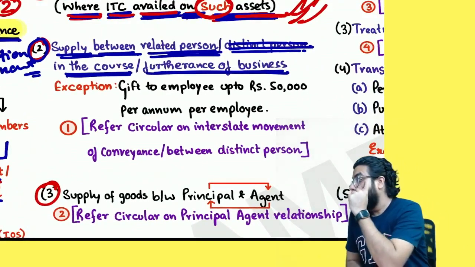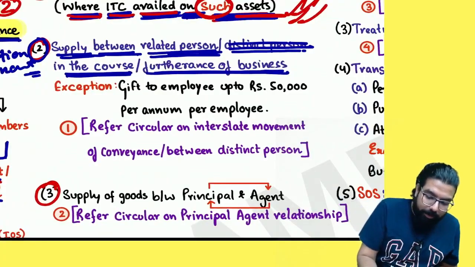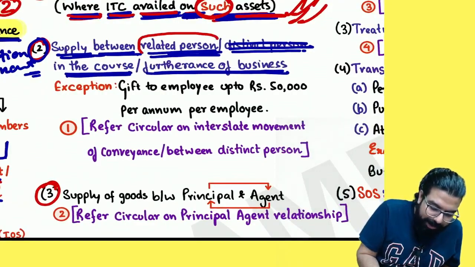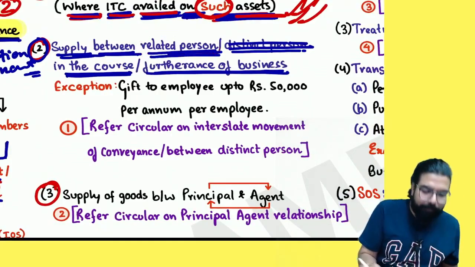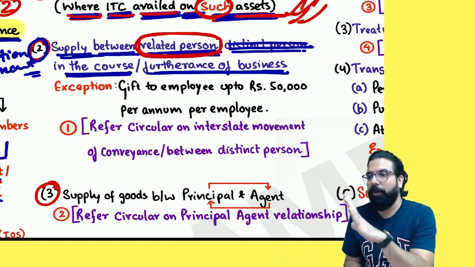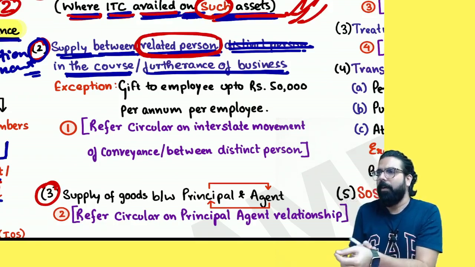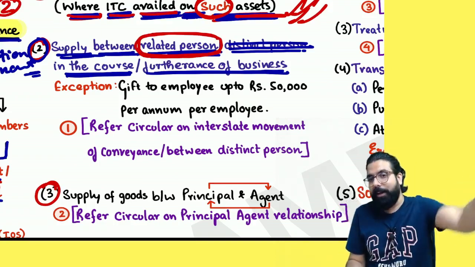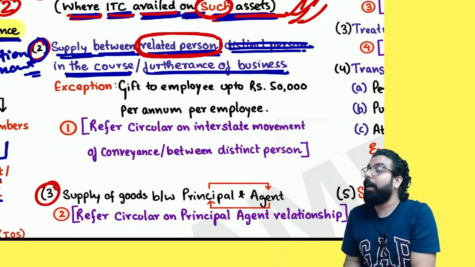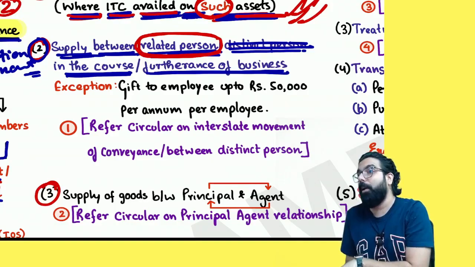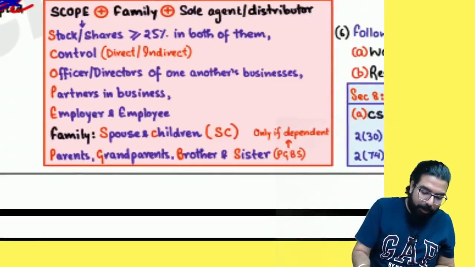Everyone, now listen. What do you mean by related person? First you have to understand. In direct tax, did you learn the related person? But I don't want to talk about direct tax. I want to talk about indirect tax. In indirect tax, what do you mean by related person? Let's understand. I have given the definition over here.